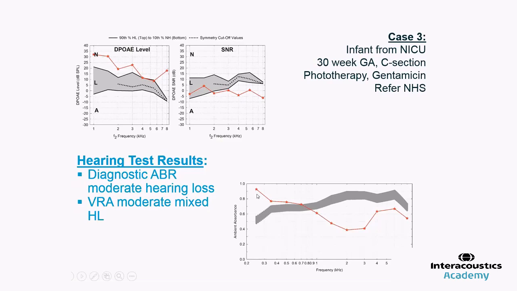And what we can see is that the wideband absorbance was high in the low frequencies, but very low in the mid frequencies. So this indicates a middle ear transmission problem that was a nice cross-reference with the ABR and the VRA.